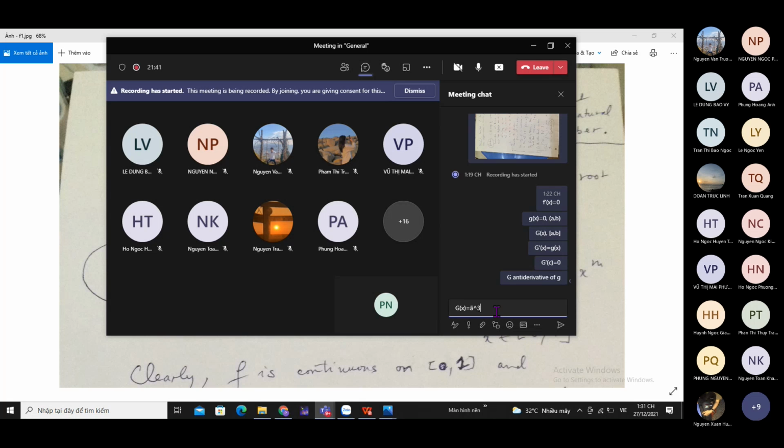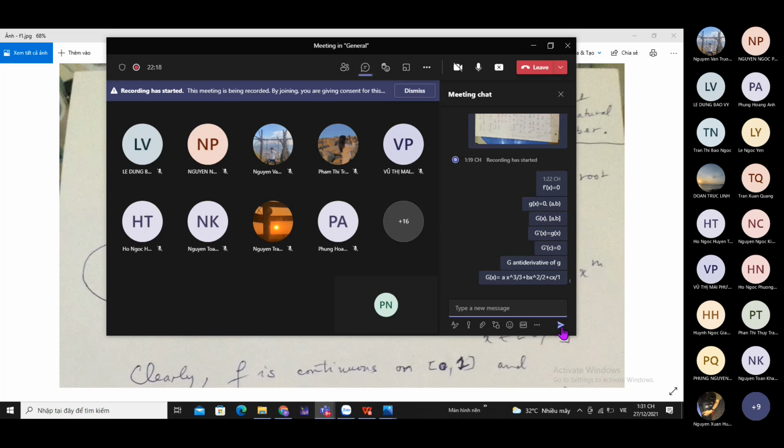ax cubed over 3, plus bx squared over 2, and plus cx over 1, right? Normally, we consider the function G like this: ax cubed over 3 plus bx squared over 2 plus cx over 1.